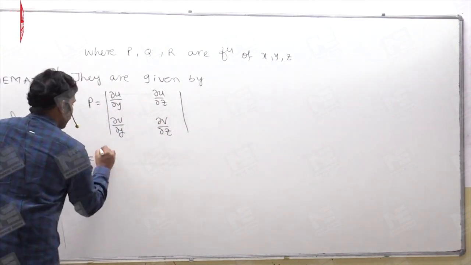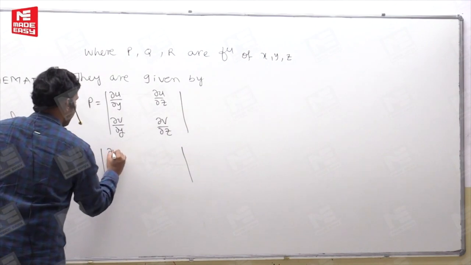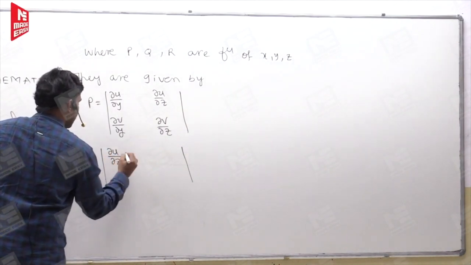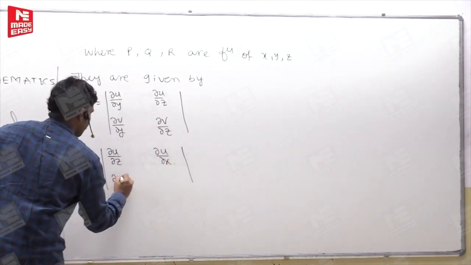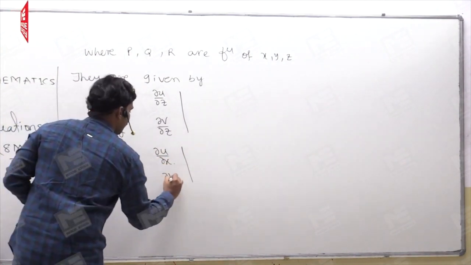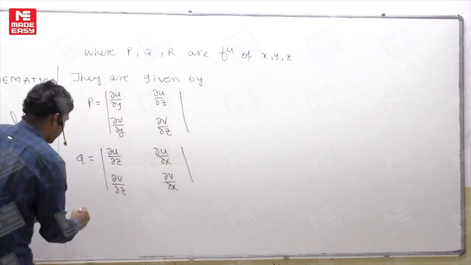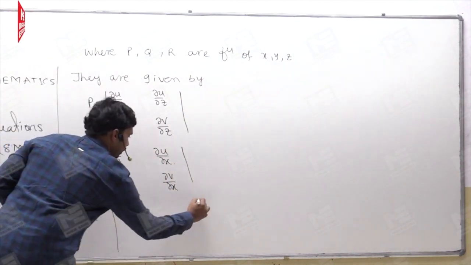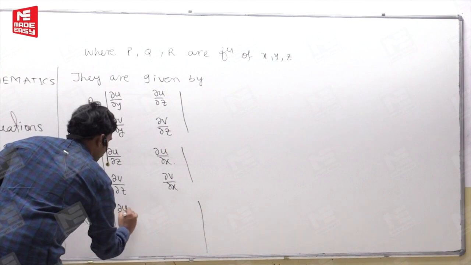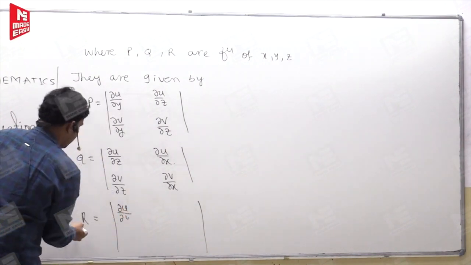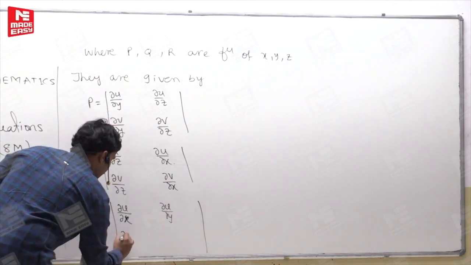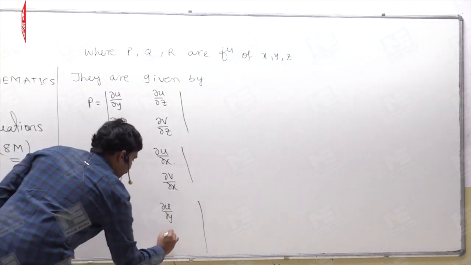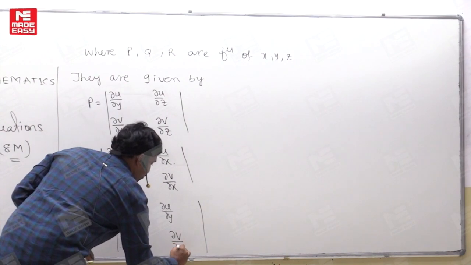Q is equal to the determinant with ∂u/∂z and ∂u/∂x, ∂v/∂z and ∂v/∂x. Then R is equal to the determinant with ∂u/∂x and ∂u/∂y, ∂v/∂x and ∂v/∂y.